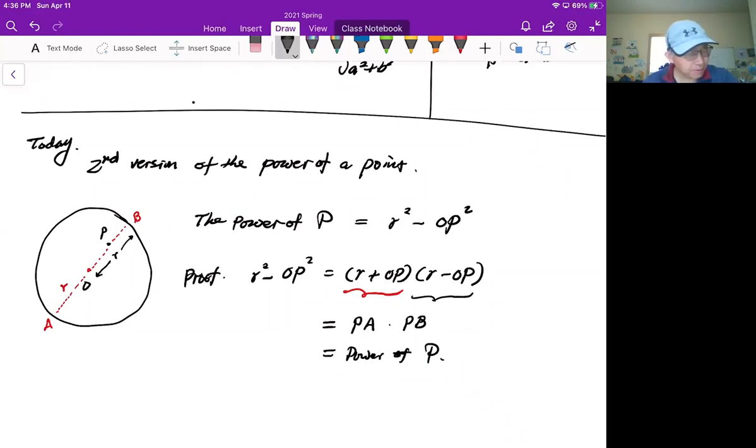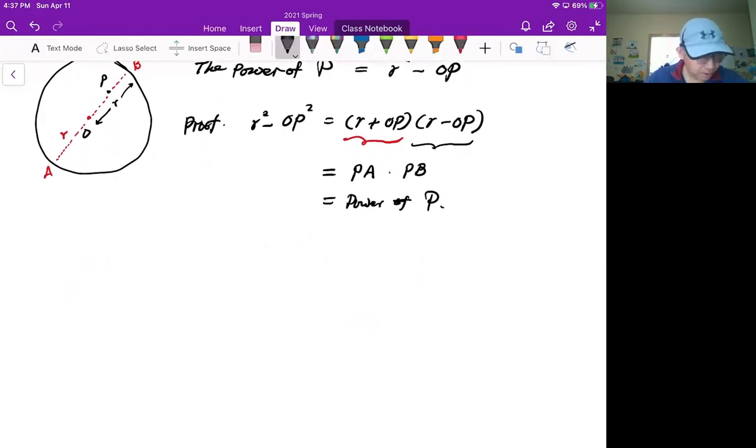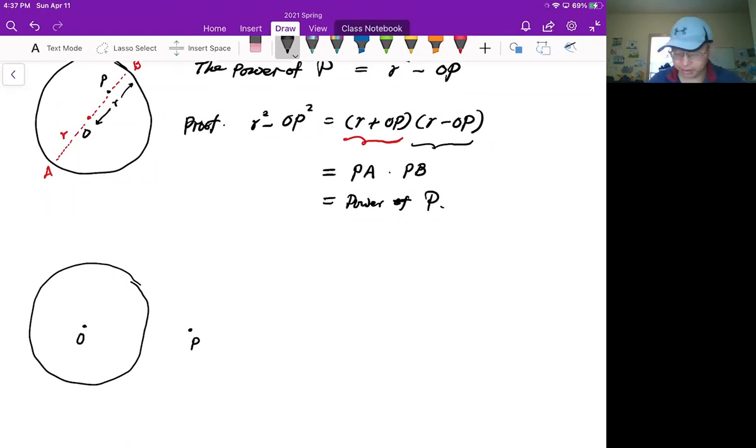Now, what happens? For the first version, P is inside the circle, but then you may ask me, well, what happens if P is outside of the circle? Okay, so we have another theorem which is similar. So let's see. Suppose I have a circle here, right? And let's make it bigger. All right, and then I have a point P outside. Okay, so P is outside, and then I have the segment PO here, right?